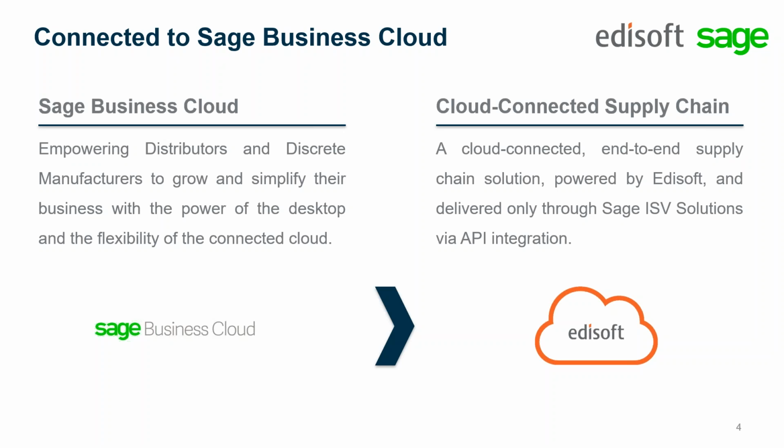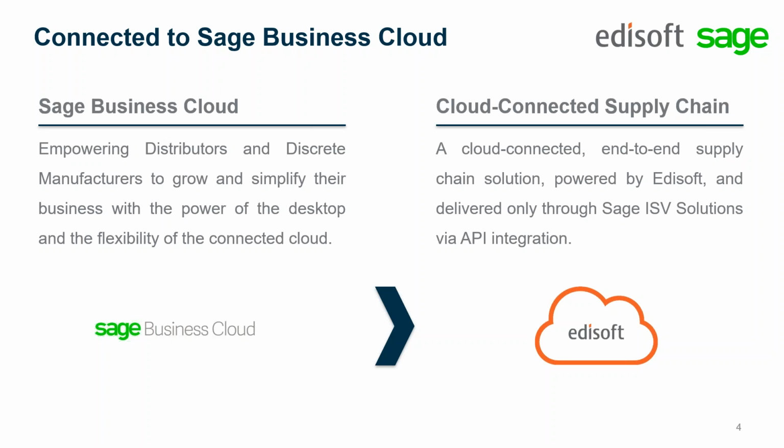And what Edisoft has done is build a connected supply chain that builds around, through integration, your Sage 300 ERP, and delivers an end-to-end solution for order management and order fulfillment and other key processes within the warehouse, such as purchase order receiving, only delivered through connecting Sage ISV solutions, and that's through API integration.